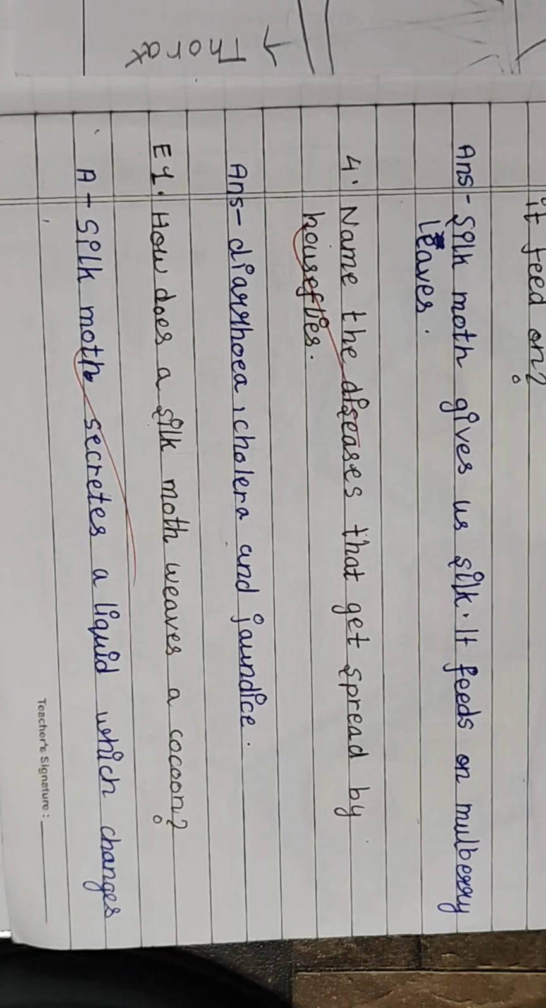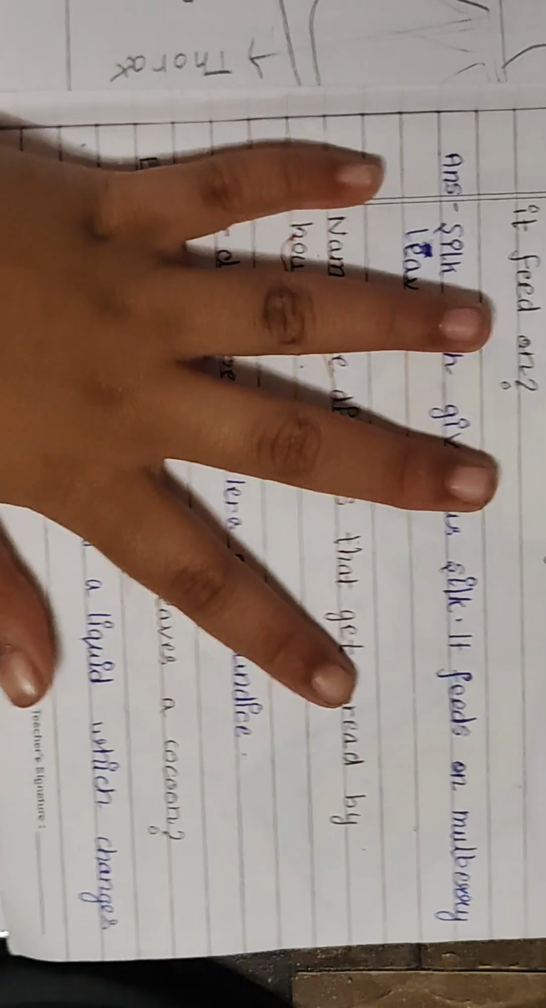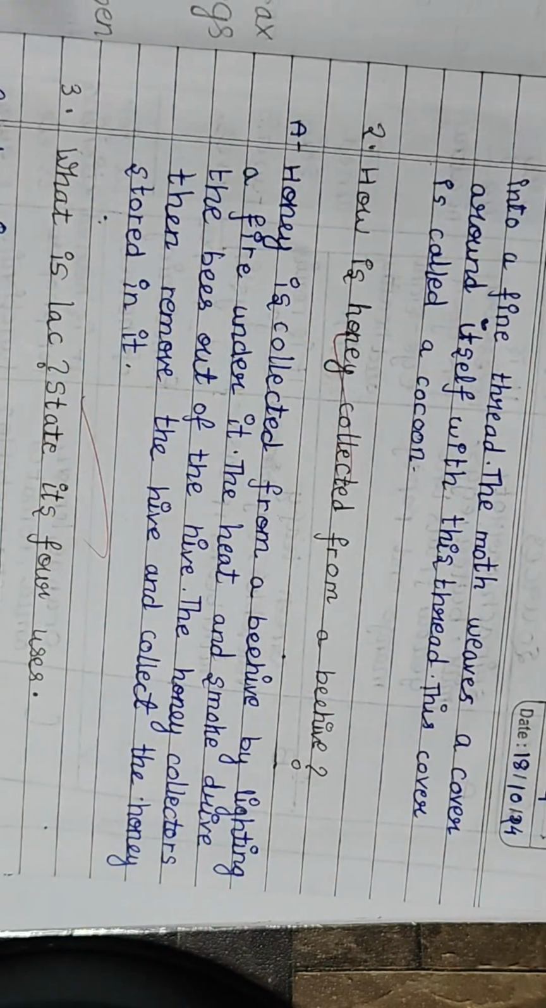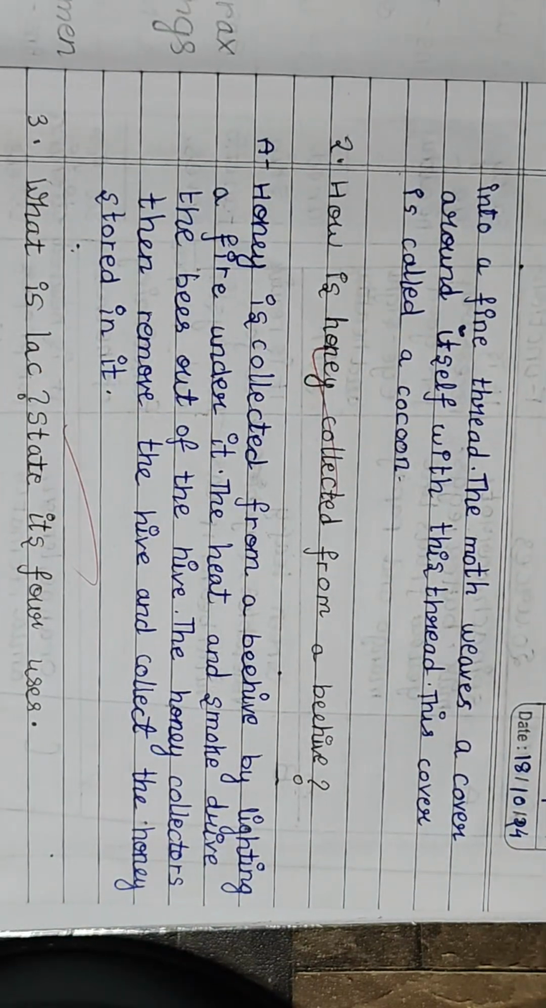E. How does a silk moth weave a cocoon? Silk moth secretes a liquid which changes into a fine thread. The moth weaves a cover around itself with this thread. This cover is called a cocoon.